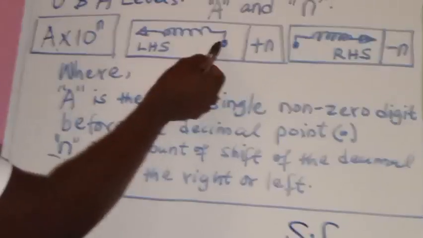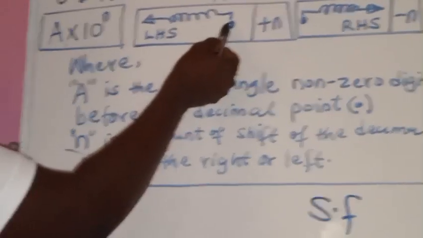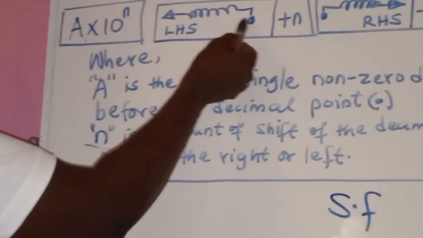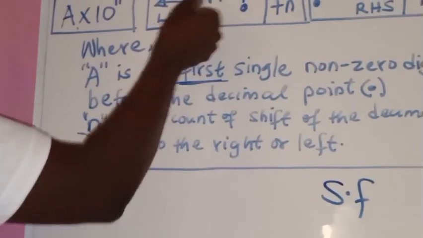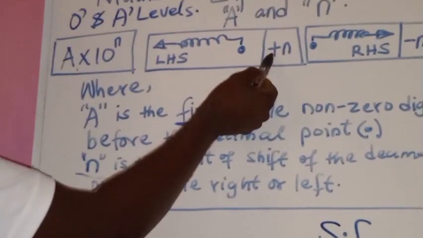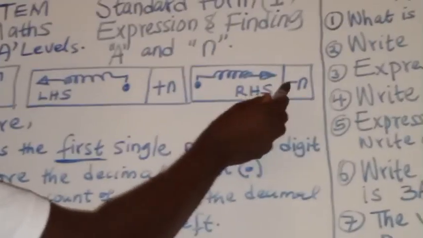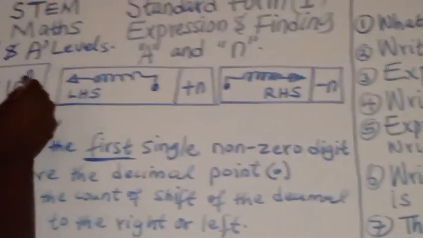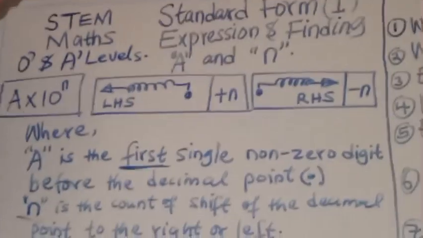Let's say the decimal point is here, and I needed to shift the decimal point to come just before A. If I shift towards the left, can you see it towards the left? See the arrow? The n will be plus, positive. If I shift it towards the right hand side, the n will be negative. That means this n will be negative. Is that clear? Alright, now let's take an example.